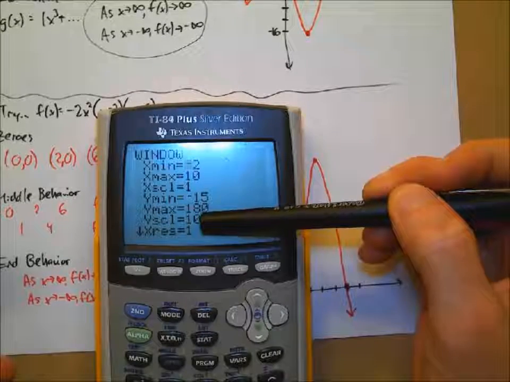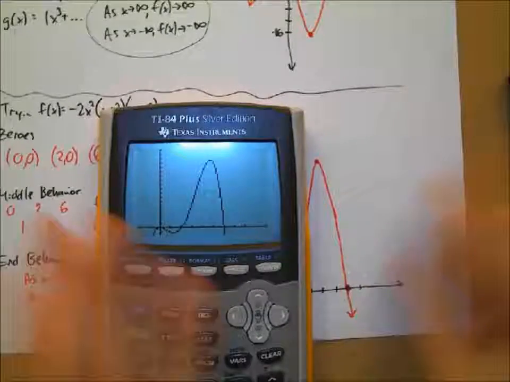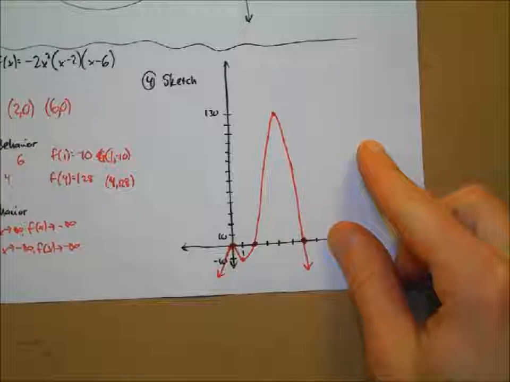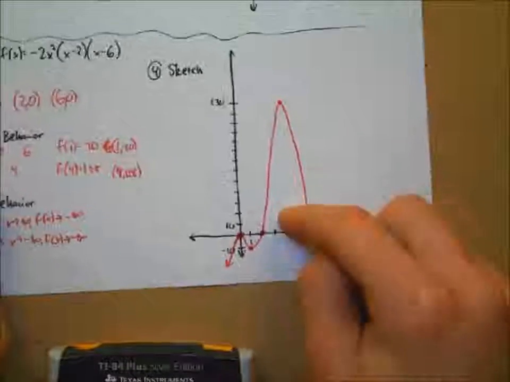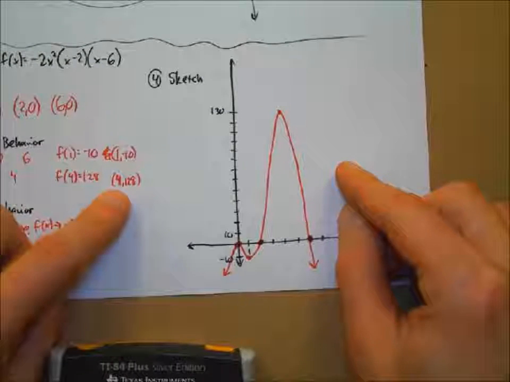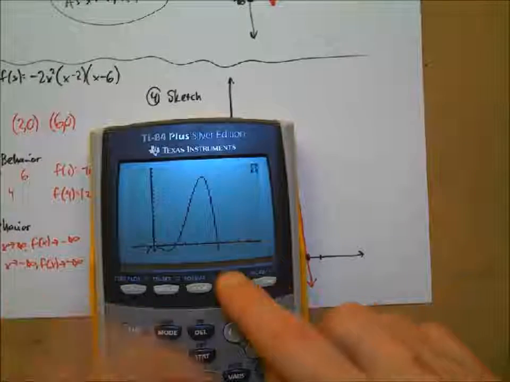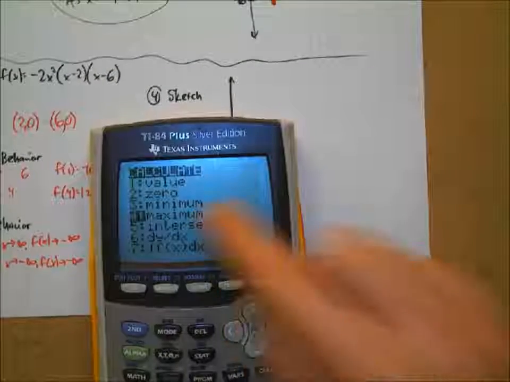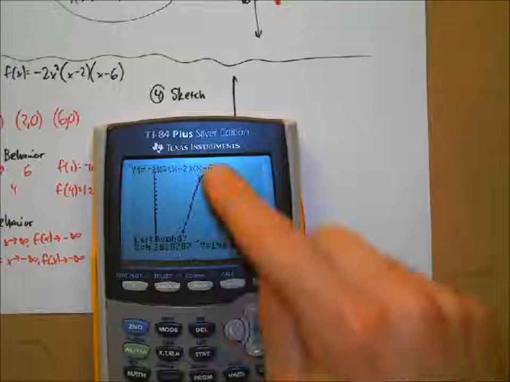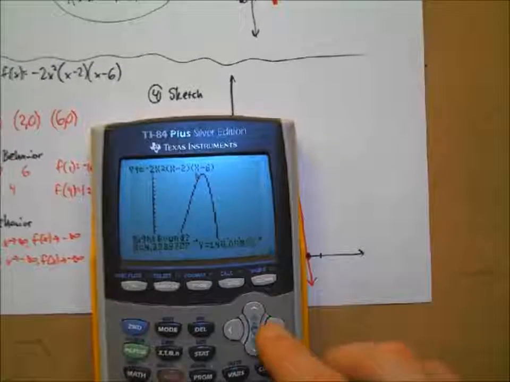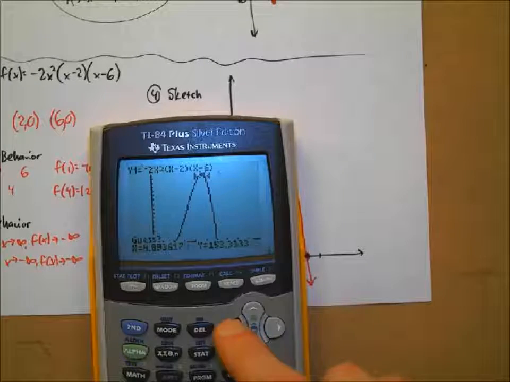You can change how much you count by so it doesn't look as messy. So there's the graph, close to what I've got here. I did a similar scale there too. But you'll notice the way I did this graph, 4, 128 was the highest point there. That's my relative maximum. But if I do second trace and use the maximum command, my cursor is to the left of the maximum, so I hit enter, ask for the right bound, go to the right of my maximum and hit enter, and then move in for the guess.